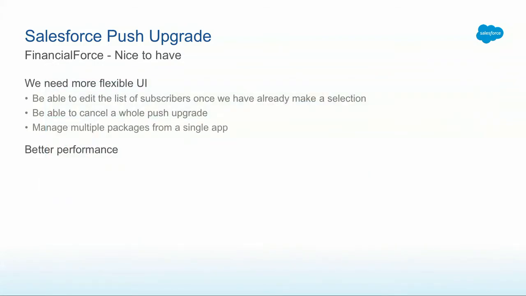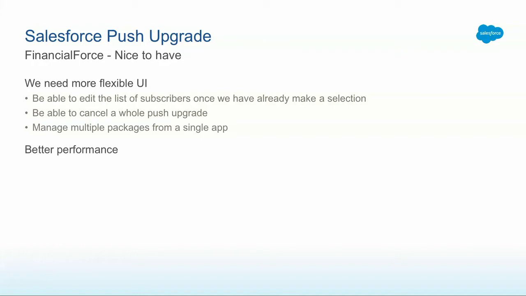As you can see, this is a very good feature, but in Financial Force, we needed some extra things. We realized that we needed a more flexible user interface that allows us to, for instance, edit the list of subscribers included in a push request. We also wanted the possibility of canceling one or more push requests in one single click. And we wanted a single point where we could see the complete list of subscribers of all our packages. Right now, we have to handle it from every packaging org we have.